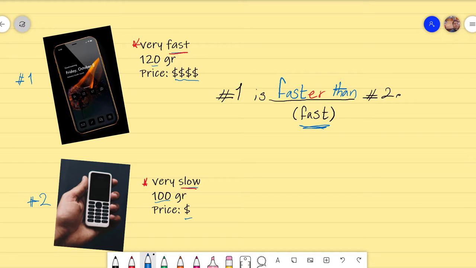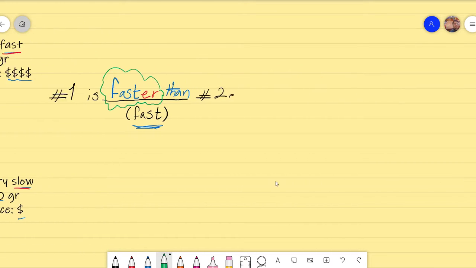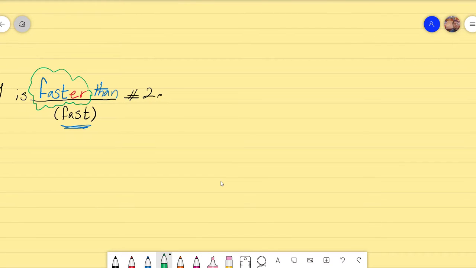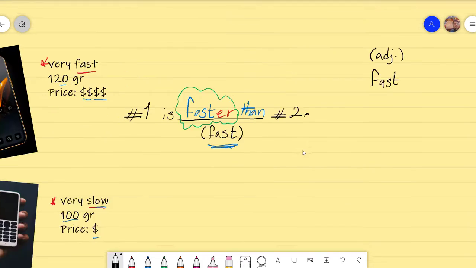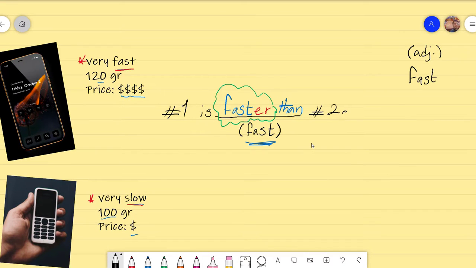Very good. So what is this? Okay, in order to answer that, let's look at it right here. First of all, what is fast? Fast is an adjective. So, for example, I can say the mobile phone is fast. I'm talking about one mobile phone. See, let's go back here. I am talking about one mobile phone and it's fast.